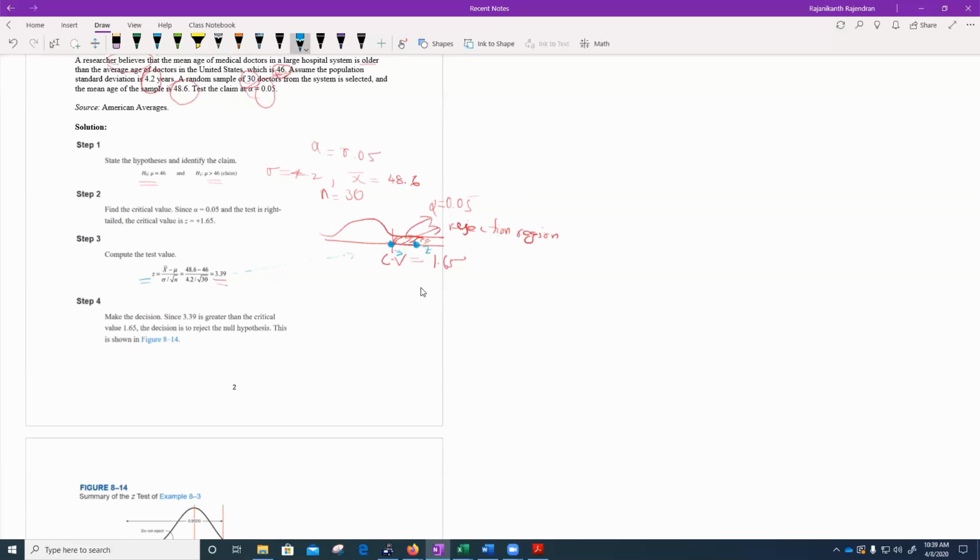Therefore, what is your decision? Your decision is rejecting your null hypothesis because your test statistic falls in the rejection region. Therefore, my decision is to reject the null hypothesis, H naught. You are rejecting H naught. What does that mean? You reject H naught, so you reject this. That means your claim is now valid, right?